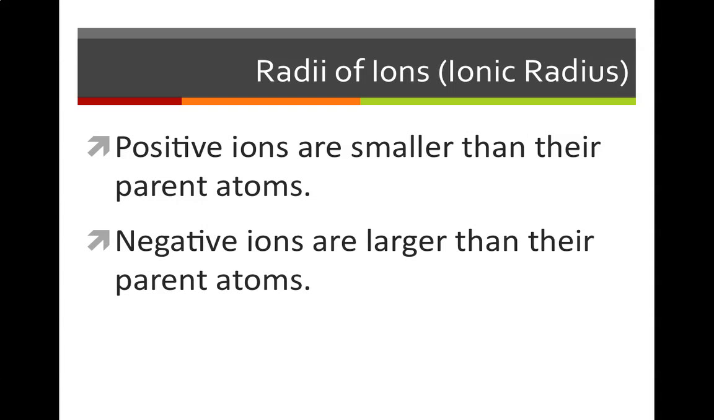The negative ions, which come from our nonmetals, we call them anions, they've gained electrons to become like their nearest noble gas. And since they're gaining electrons, they're becoming more negative, and they are larger than their parent atoms because they are going to be repelling the other electrons that are around them more, and we're not adding more protons, so there's not more protons to pull those electrons in even more.